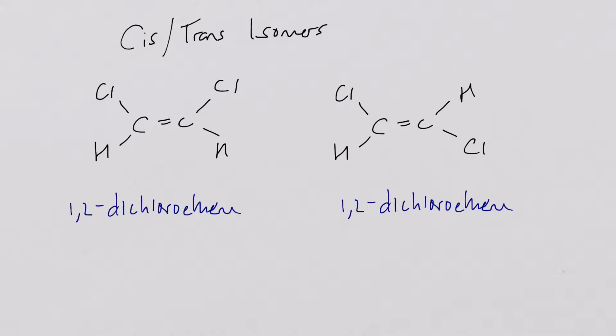Now the reason we call it cis-trans is because if we draw an imaginary line here and here, you'll find that over here the chlorines are both on the same side of this line, and the chlorines here are on opposite sides. So this one here would be the cis isomer because they're on the same side, and this would be the trans isomer. So the left hand one is cis-1,2-dichloroethene, the right hand one is trans-1,2-dichloroethene.